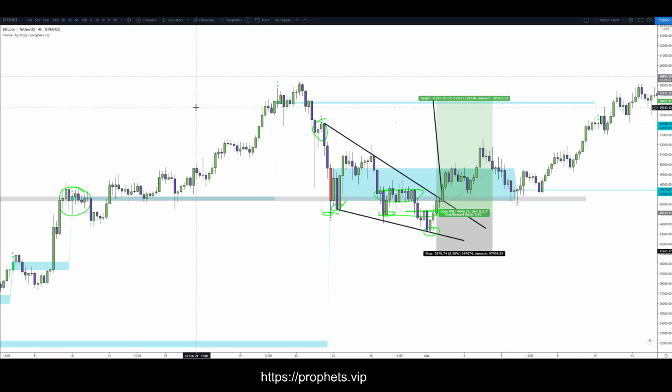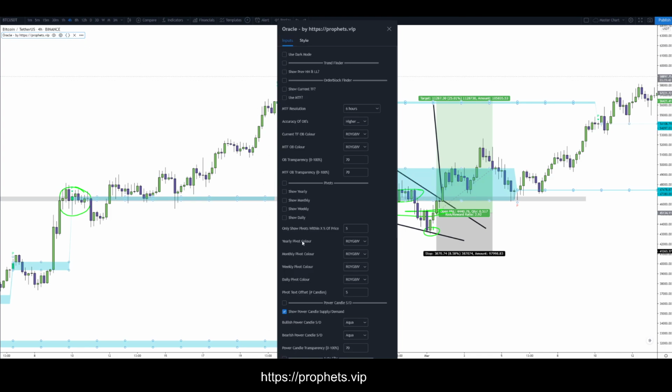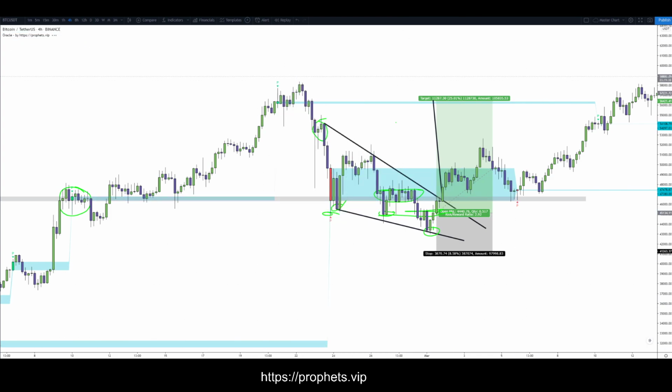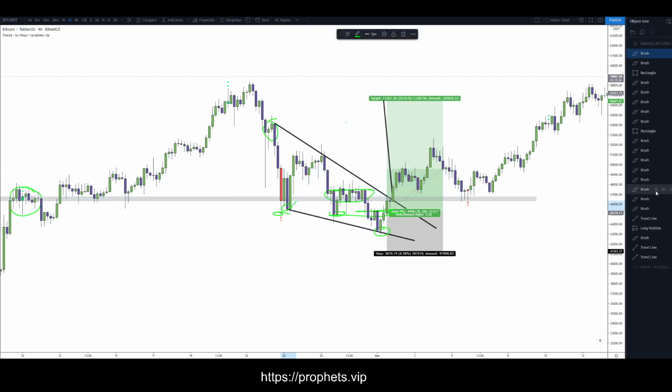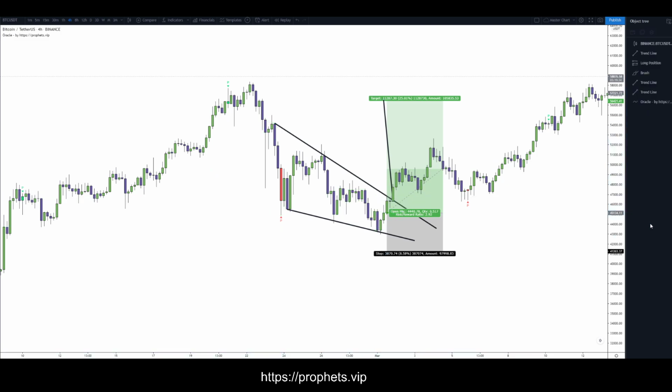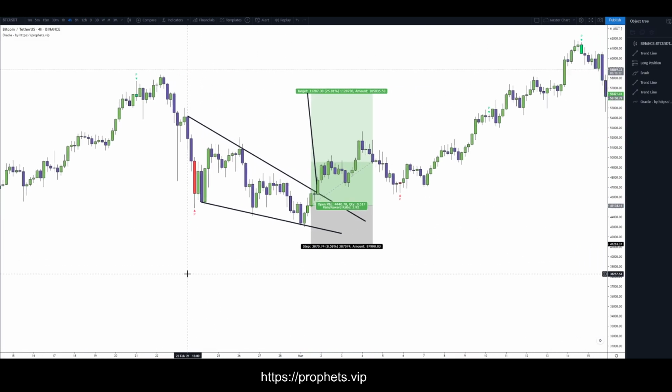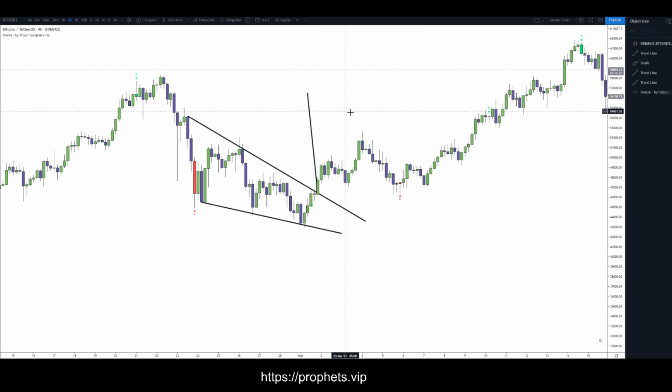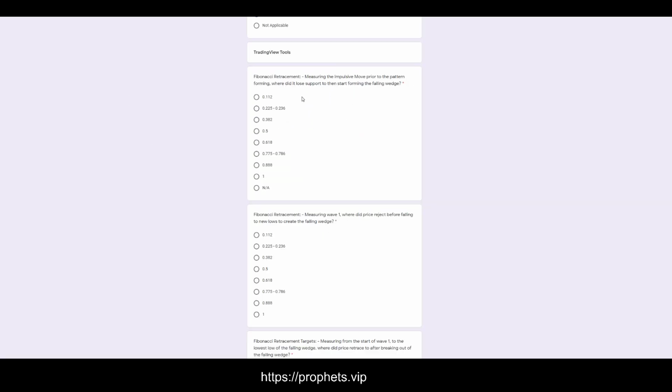TradingView tools, okay. So back to Fibonaccis. Let's just turn this off, clean our chart up a wee bit. Let's get rid of all these brushes down to here. Cool. I can get rid of this target 1. Okay, cool. Measuring the impulsive move prior to the pattern forming, where did it lose support to start forming the falling wedge?